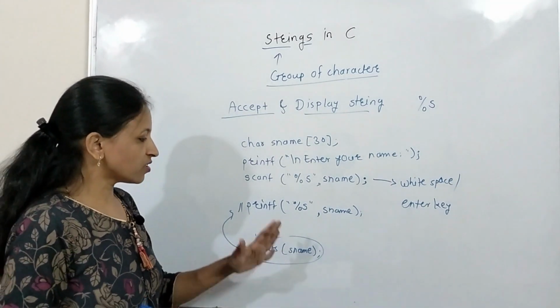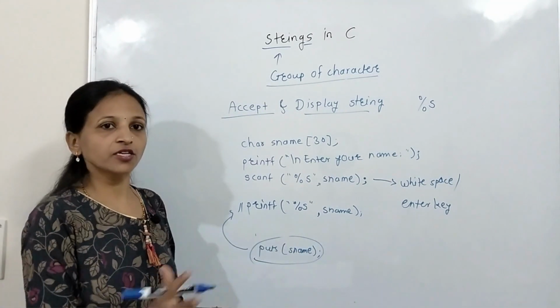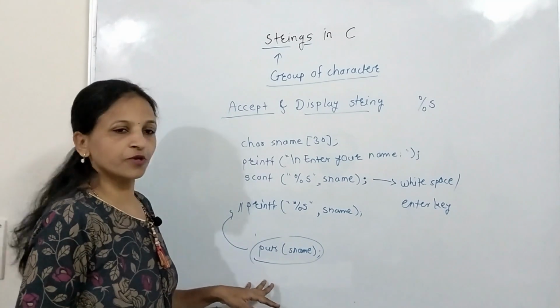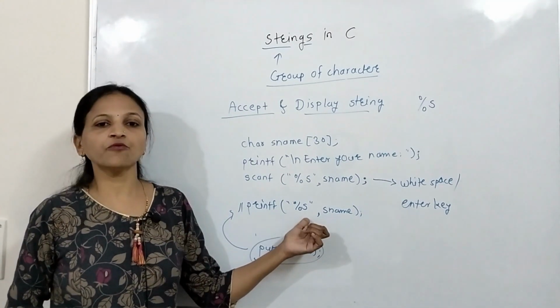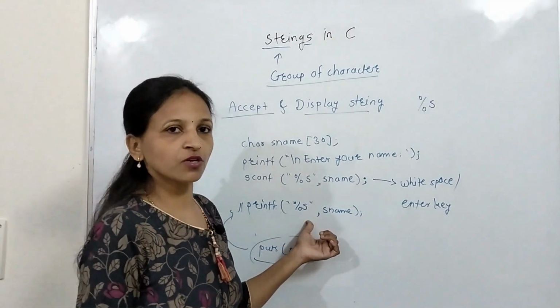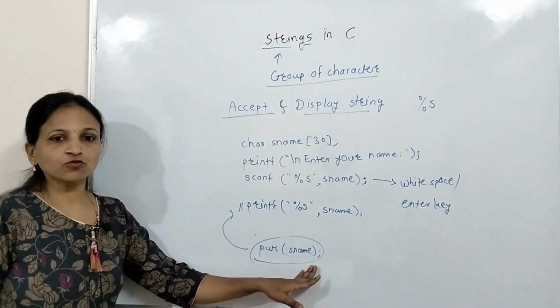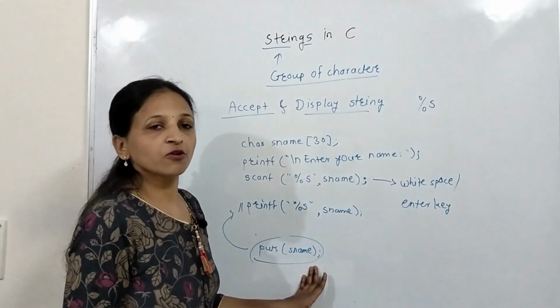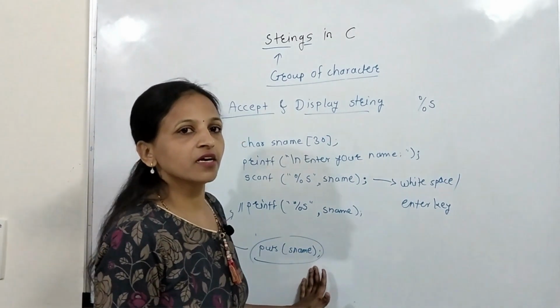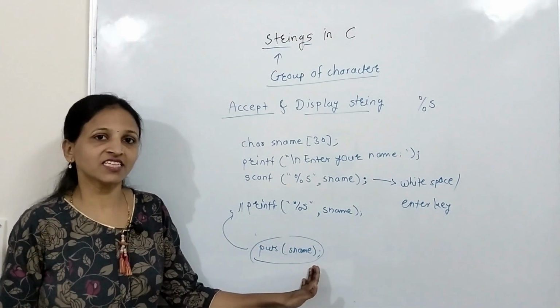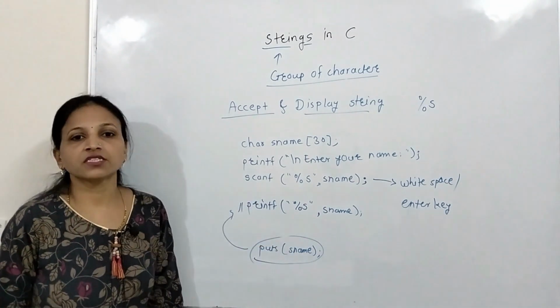Now, how will it act? What is the difference? We can use printf or puts. Printf is again a formatted output function, and here you have to compulsorily use %s. And second, puts: here there is no need to use any format specifier, because this is an unformatted output function for strings. What is the difference now?